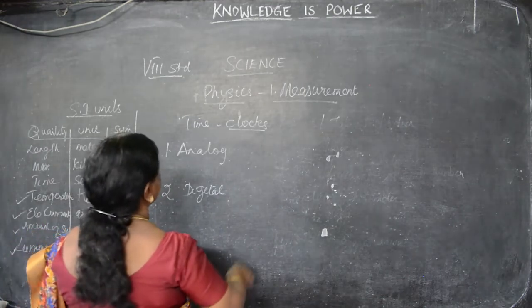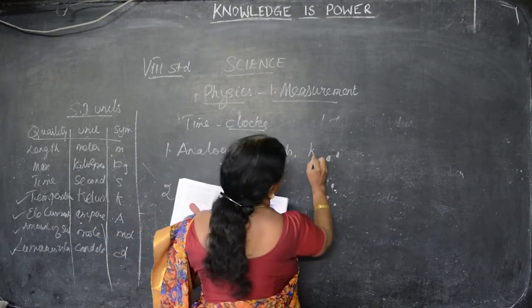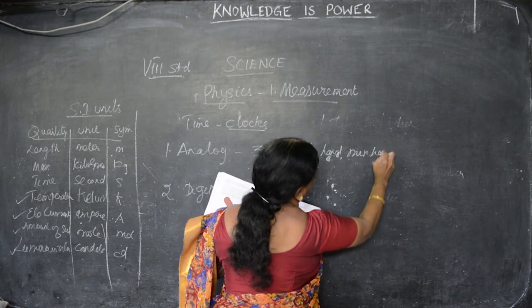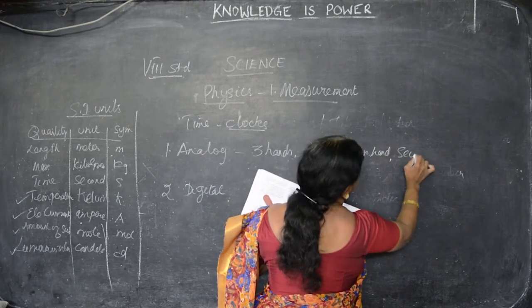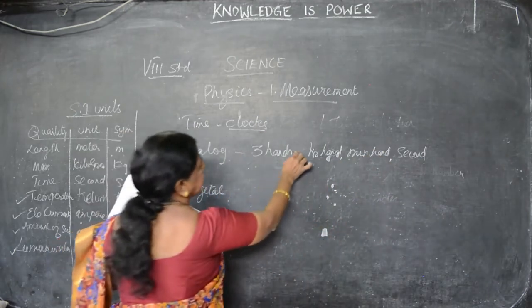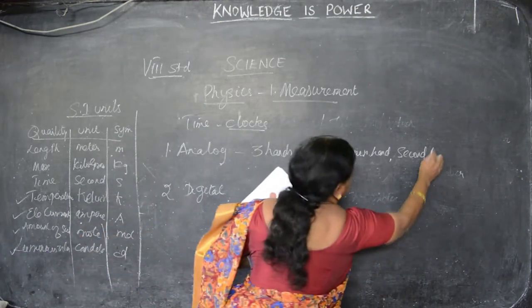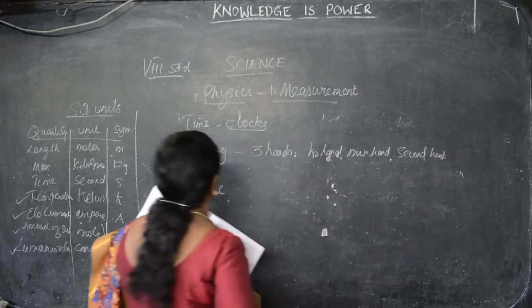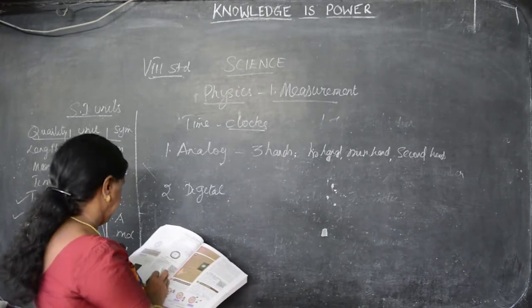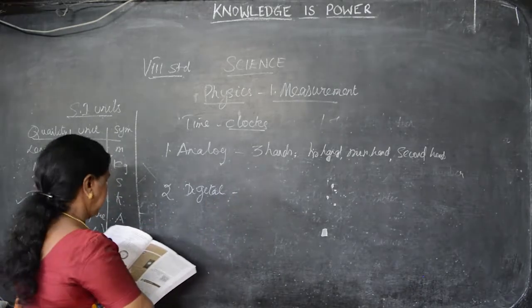In the analog clock, we can say there are 3 hands: hour hand, minute hand, and second hand. The units are seconds, minutes, and hours. Exactly we can find the time from this. Next one is digital. There is no hand. Directly the time is displayed on the digital clock. In our school office room also we have a digital clock only. Directly it says the time.